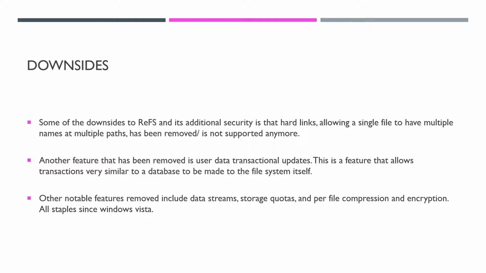And some of the other notable features that were swapped out include data streams, which is very useful for sending files from Mac to Windows, storage quotas, and per file compression and encryption. So you can't encrypt or compress files per file. These were all major staples to Windows, and it took a little while to get adjusted to the changes.